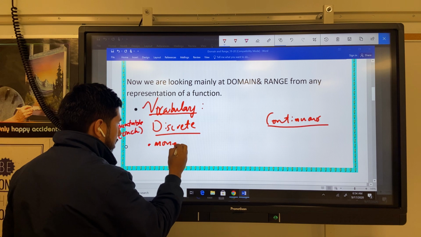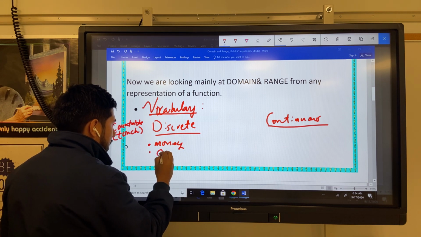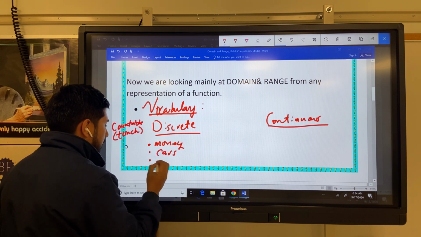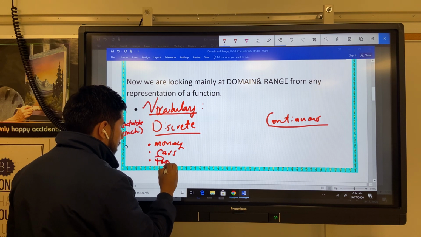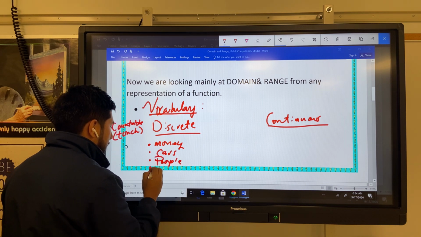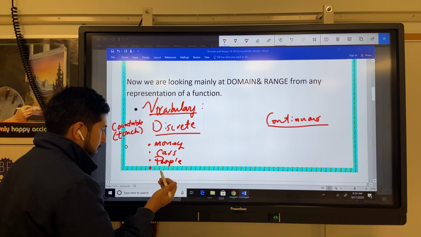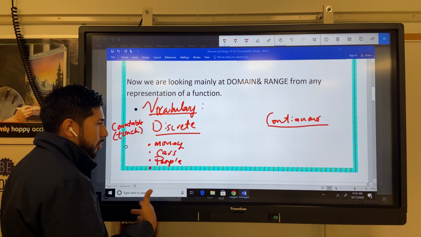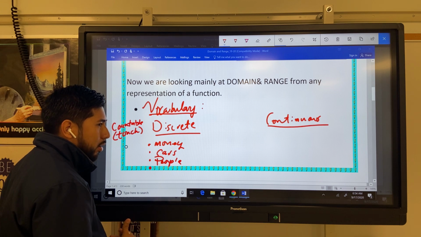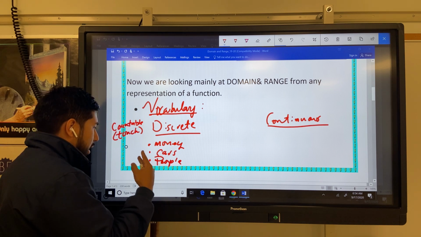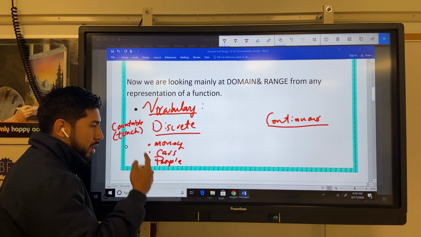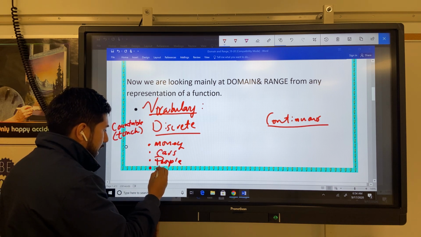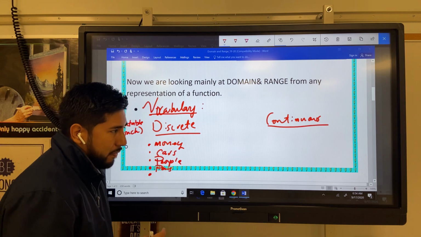Example, money, cars, people, what else? Supplies. This is where there's so many things that you can count. The list can go on and on and on. So you just need to think. I can count stuff, pens, pencils, paper, stuff that you can count.